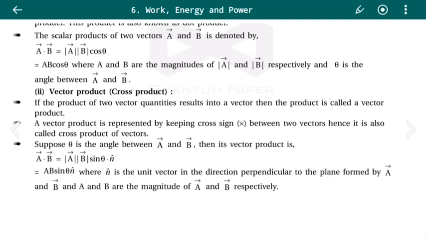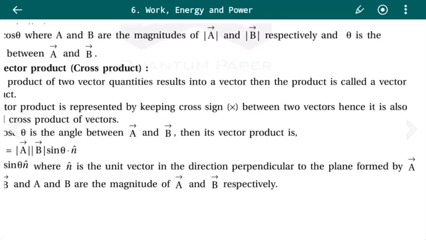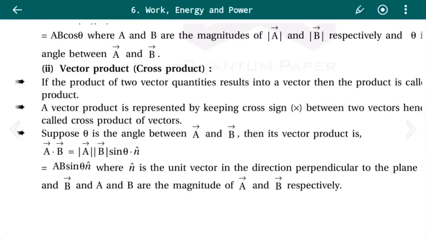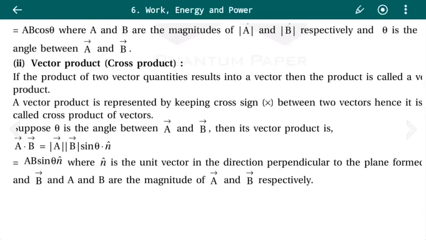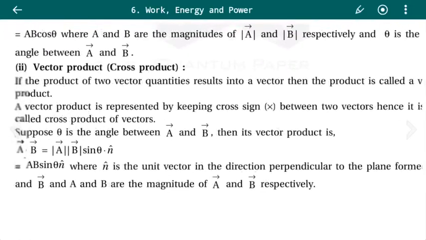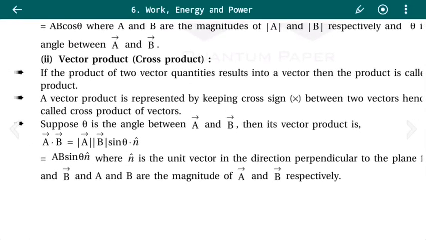Suppose theta is the angle between vector A and vector B, then its vector product, vector A cross vector B, equals modulus of A modulus of B sin theta unit vector n. That can be written as AB sin theta n cap, where n cap is the unit vector in the direction perpendicular to the plane formed by vector A and vector B, and A and B are the magnitudes of vector A and vector B respectively.